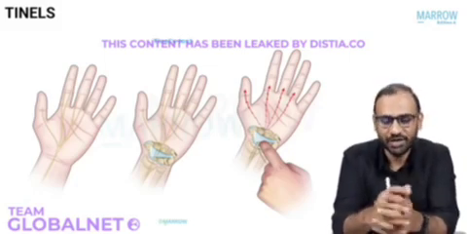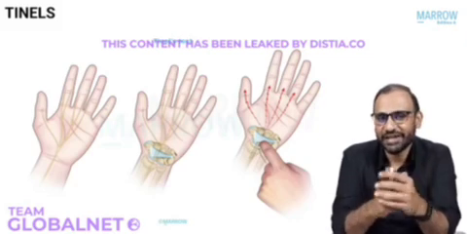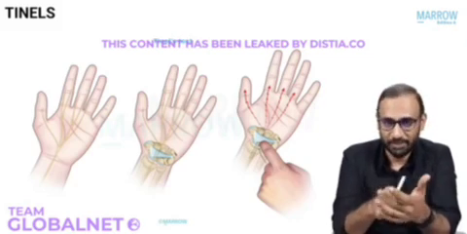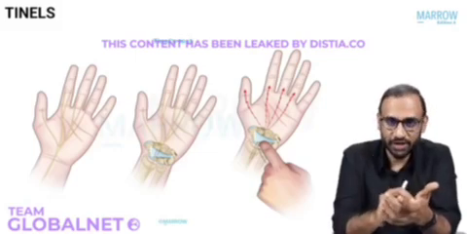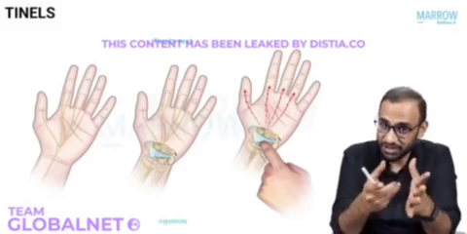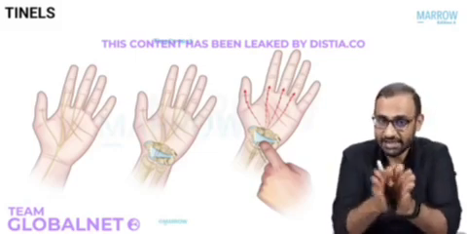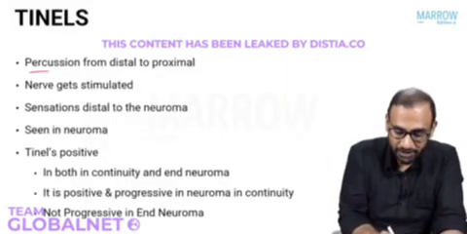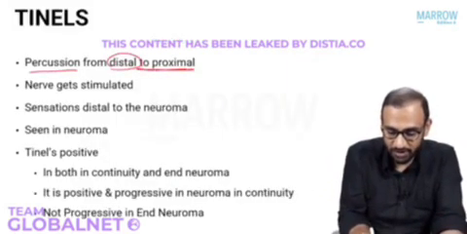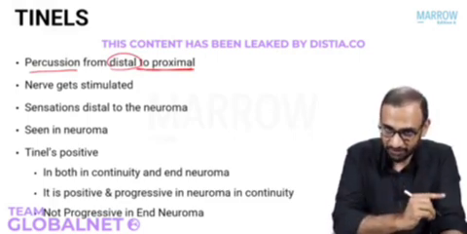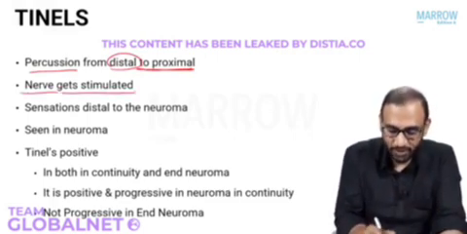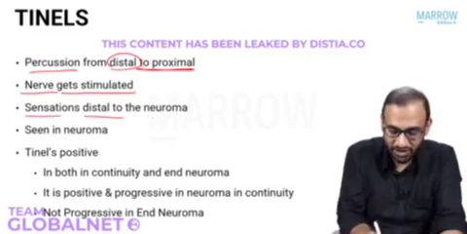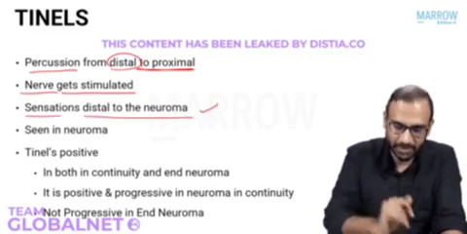So why is this happening? Because a neuroma is a bundle of naked nerve endings which is easily stimulated by your tap. The moment you tap on it, the patient will tell you he's getting sensations. This is a positive Tinel's test. So look at this. Percussion from distal to proximal on the surface marking of the nerve. The nerve gets stimulated. When the nerve gets stimulated, the patient will say there are sensations distal to the neuroma. I'll explain in a bit why this happens.